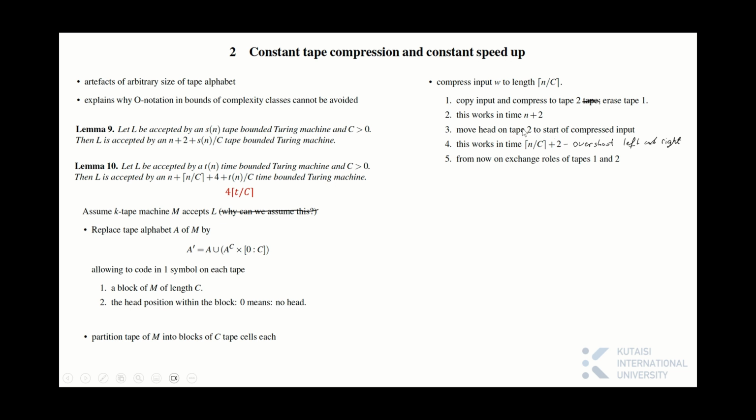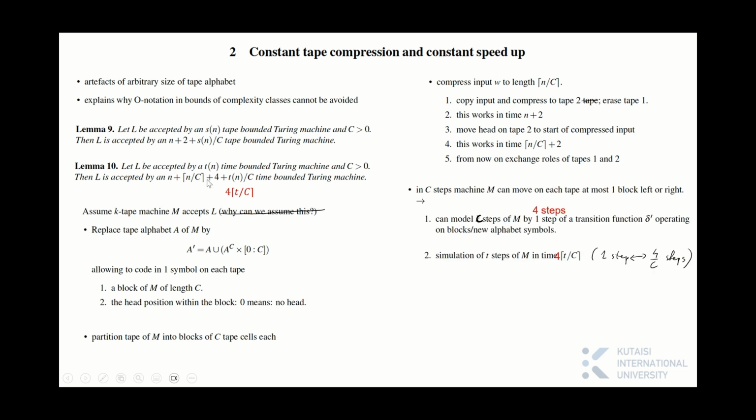Now on tape 2, my input is n divided by C because it's now compressed. And again, overshooting on blanks, it's plus 2. So it takes (n plus a) divided by C, rounded up, plus 2. And from now on, I exchange roles of tape 1 and tape 2. So now I compressed my input and it took what? It took m divided by C plus n plus 4. So this part is for compression here.